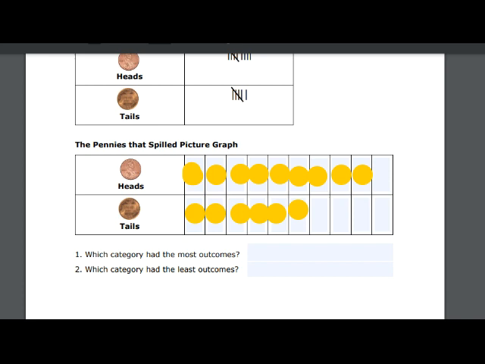Let's look at the next question. It says, which category had the most outcomes? Most means the biggest amount. So heads had 9, tails had 6. Which number is bigger? 9, right? So heads had the most outcomes. Number 2 says which category had the least outcomes. Least means the smallest. So since tails had 6 and that's smaller than 9, tails had the least outcomes.